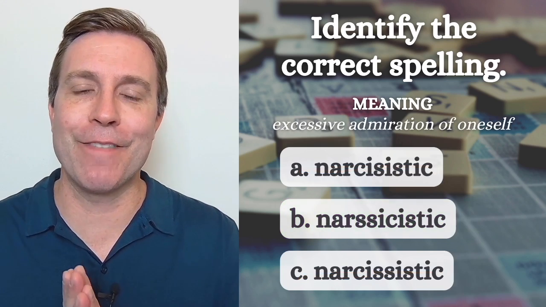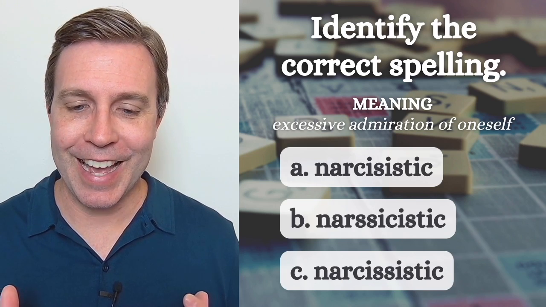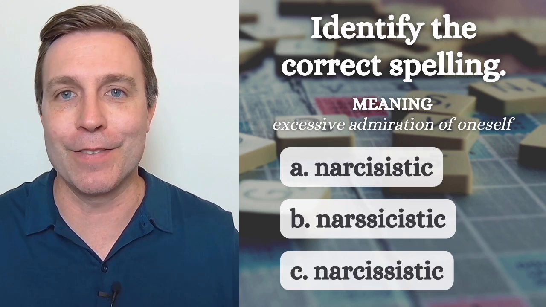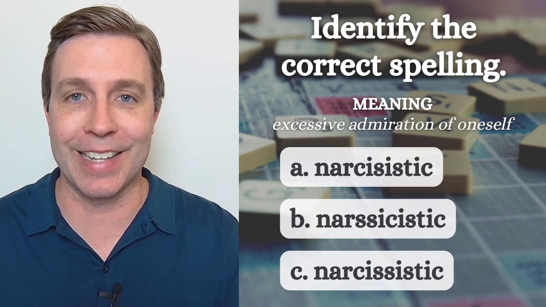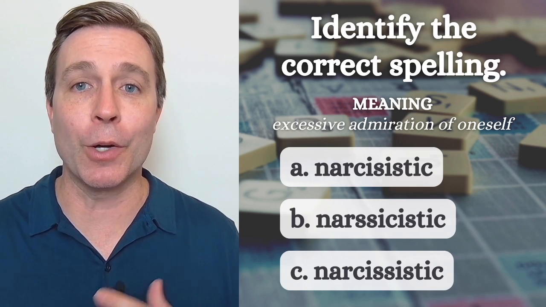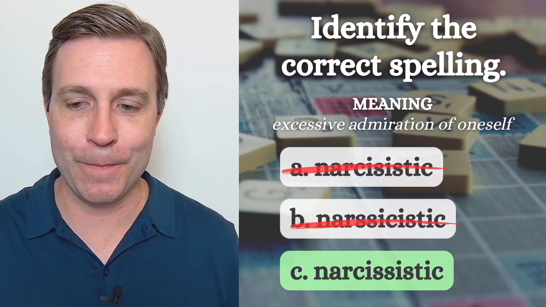And then we have the word narcissistic. If you really have a lot of admiration for yourself, then you could say that you are narcissistic. And if you want to spell this word correctly, you are going to spell it just like C, narcissistic.